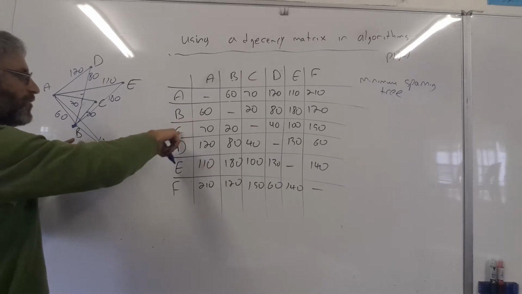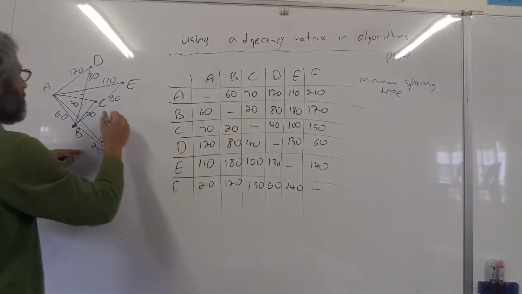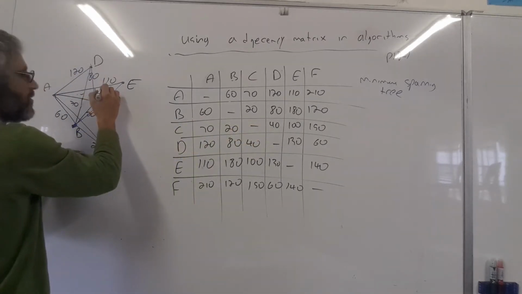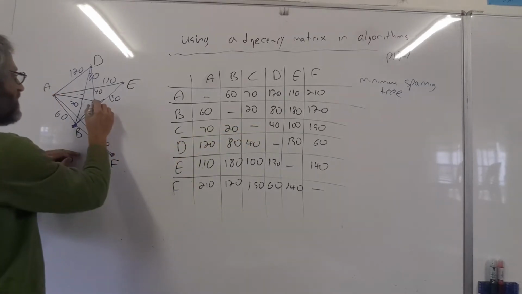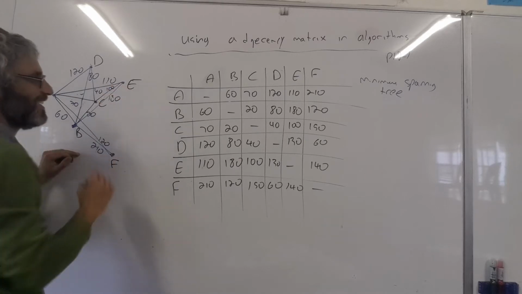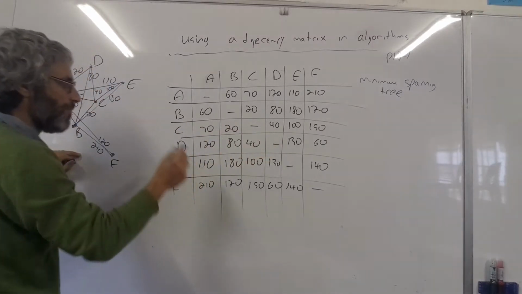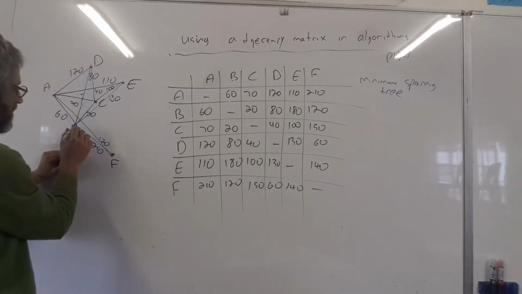Okay, now we're moving on to C. C to D is 40. C to E is 100. Okay, you can see why I'm laughing. C to F is 150.